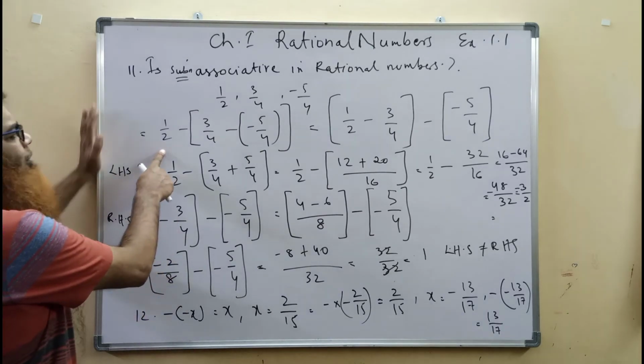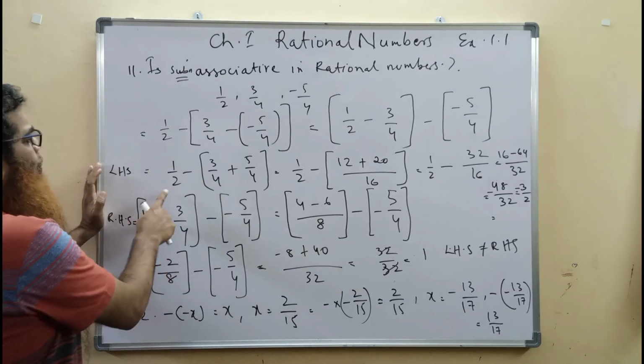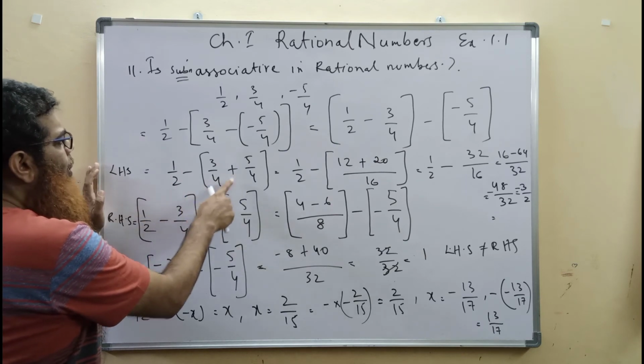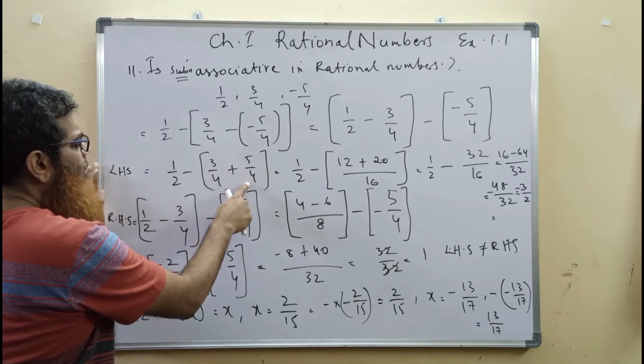So let's check the left hand side part of the equation first. 1 by 2 minus 3 by 4 minus of minus becomes plus 5 by 4.